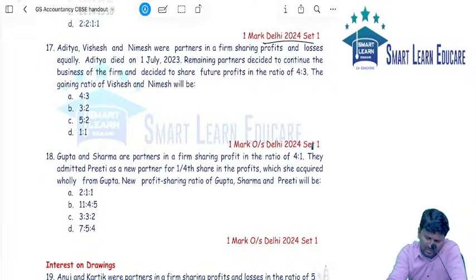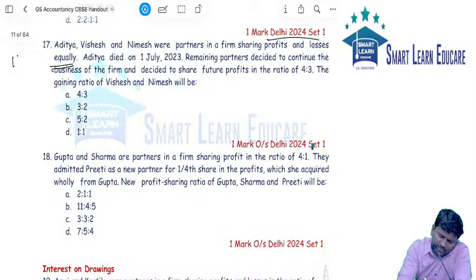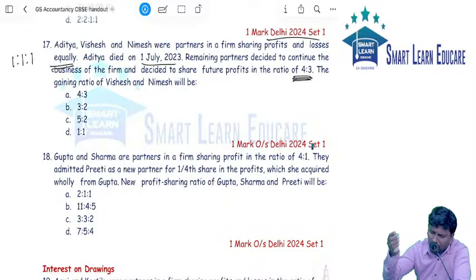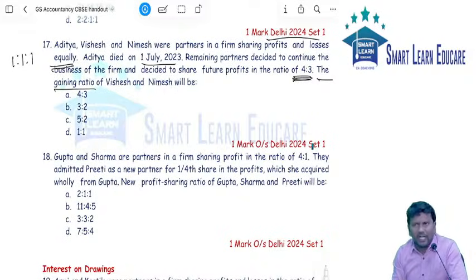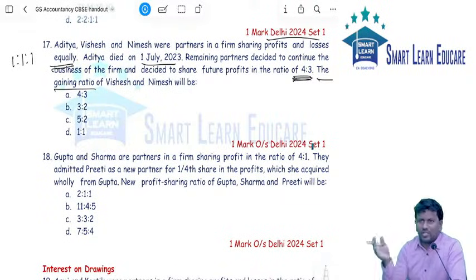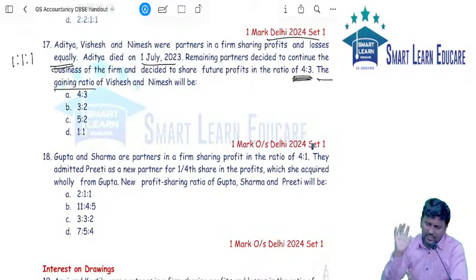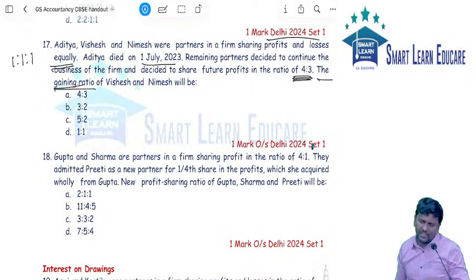A, V, N were partners sharing profits and losses equally, meaning ratio 1:1:1. 1st July partner died. Remaining partners decided to continue the business and decide to share the future profit in the ratio 4:3. Old ratio given, new ratio given. The gaining ratio they are asking. What do you mean by gaining ratio? If you get sacrificing ratio in negative, meaning that partner is gaining. What is the formula for sacrificing ratio? Old ratio minus new ratio. If you get the answer in negative, then that partner is gaining. That's it. Please try question number 17.